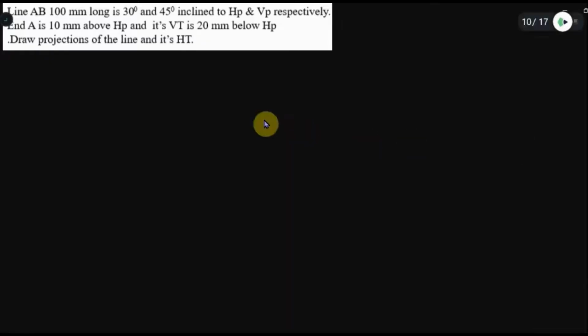This is a question from projection of lines. Line AB, 100 mm long, is 30 degrees and 45 degrees inclined to HP and VP respectively. So the true inclination of the line with HP is 30 degrees and the inclination of the line with VP is 45 degrees. Angle phi is equal to 45 degrees. End A is 10 mm above HP and its VT is 20 mm below HP.